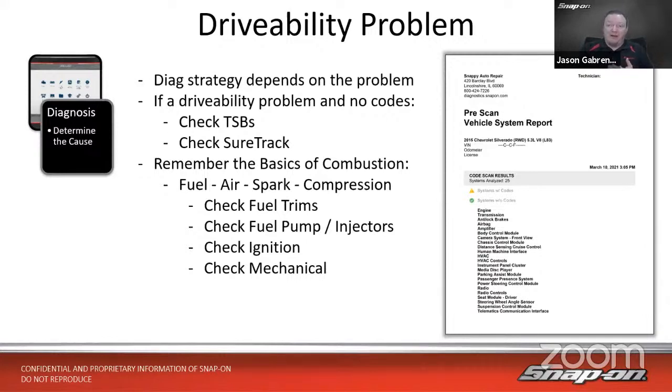If it's not off by a large enough amount, it might not set a code and we might not have that light, right? So we want to make sure we're checking all those things like fuel trims, fuel pump, fuel injectors, ignition, mechanical problems, right? We want to check to see if there's a broken valve or something in there. So all of these things you would want to check.